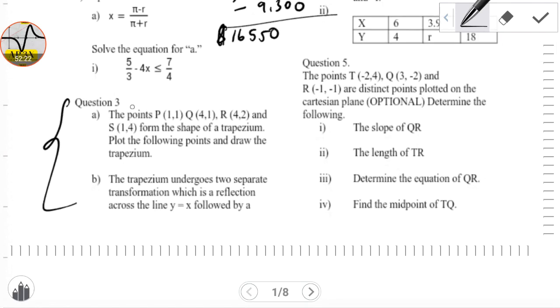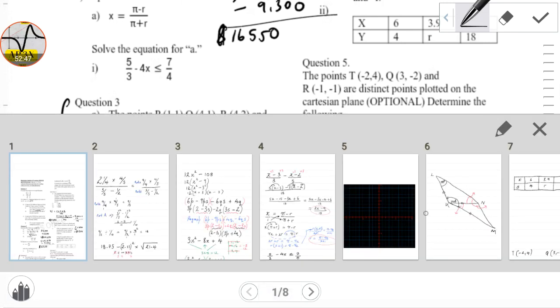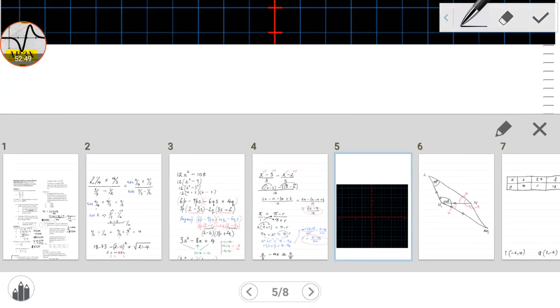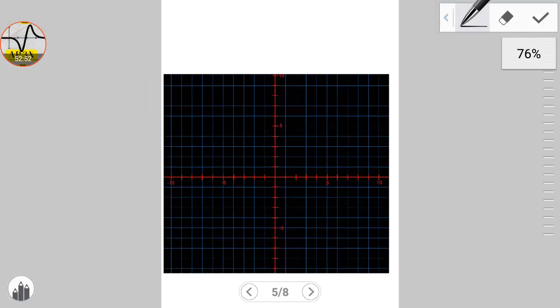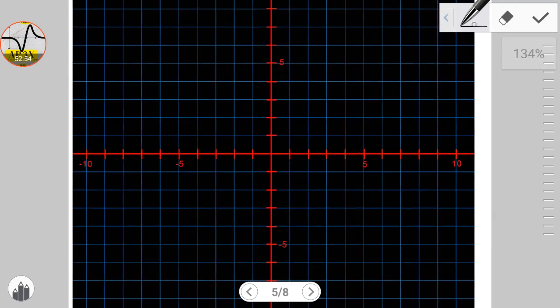So here what we're looking at is question 3 that says the points P(1,1), Q(4,1), R(4,2) and S(1,4) form the shape of a trapezium. You are required to plot the following points and draw the trapezium. So let's go ahead and do just that. We already have a graph on screen here. So (1,1), (4,1), (4,2), (1,4). Let's look at that. So that's going to be, say here, let's grab this graph. All right, so this is looking at (1,1).